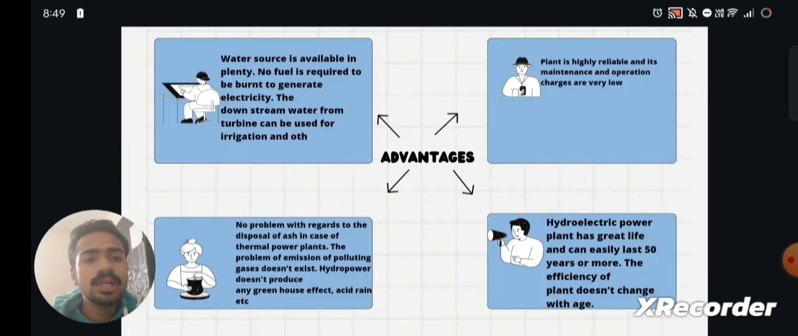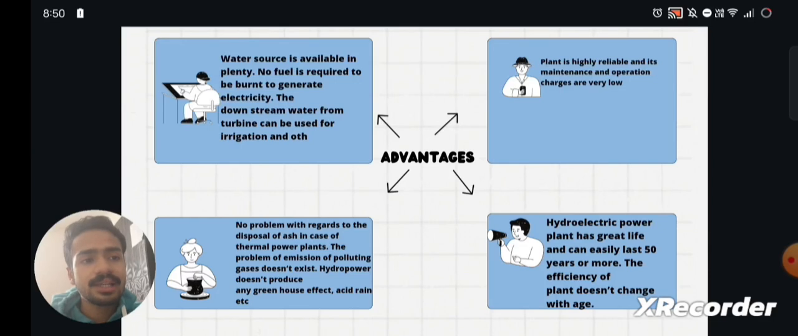Talking about the advantages: water source is available in plenty, and no fuel is required to be burned to generate electricity. The downstream water from the turbine can be used for irrigation. No problem with regard to the disposal of ash as in the case of thermal power plants. The problem of emission of polluting gases doesn't exist. Hydropower doesn't produce any greenhouse effect, acid rain, etc.